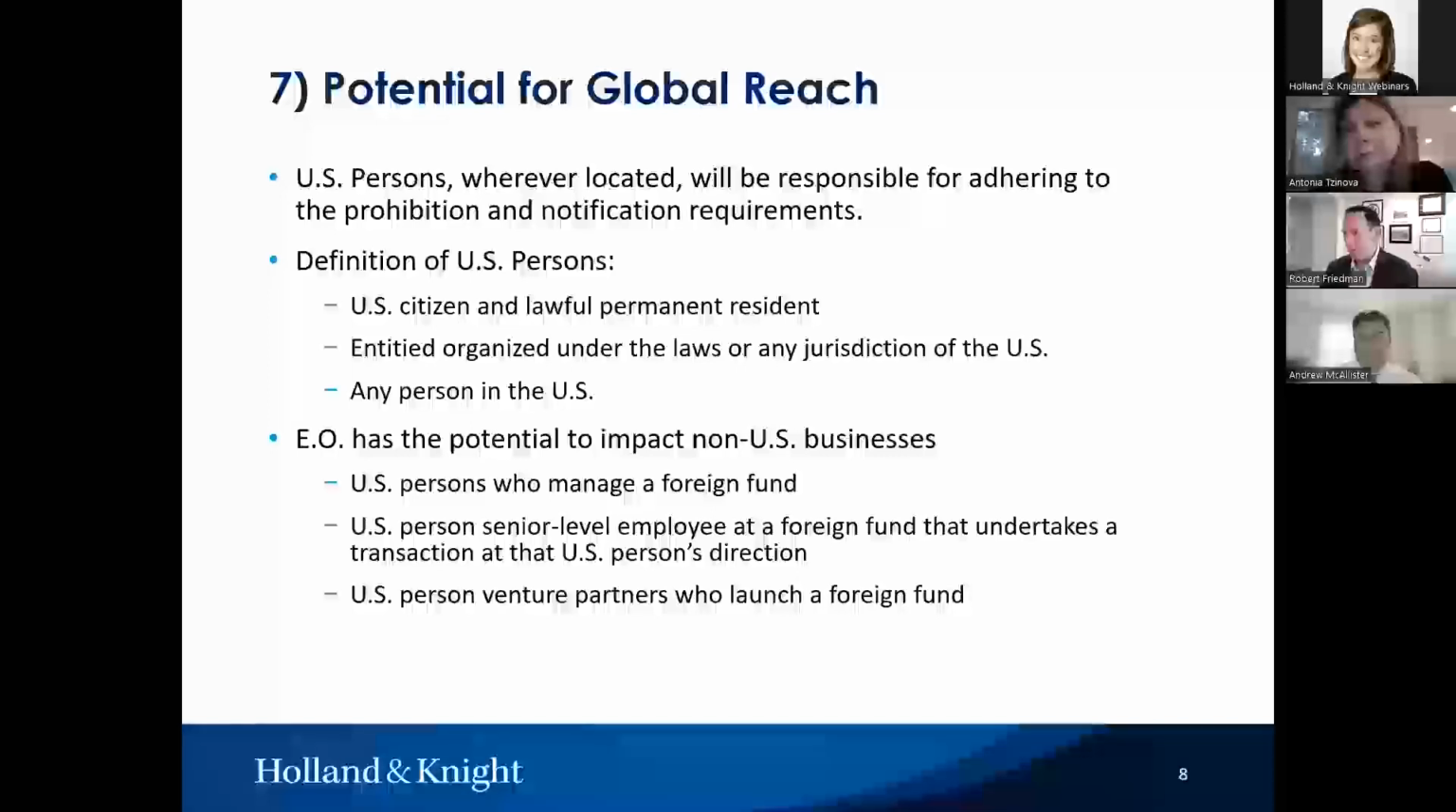The other point to keep in mind is that non-U.S. subsidiaries of U.S. persons might have obligations under the proposed rules. The program would impose obligations on U.S. persons who control a foreign entity to notify the U.S. government of transactions and take reasonable steps to prevent prohibited transactions from being undertaken by a controlled foreign entity. So what does that mean?